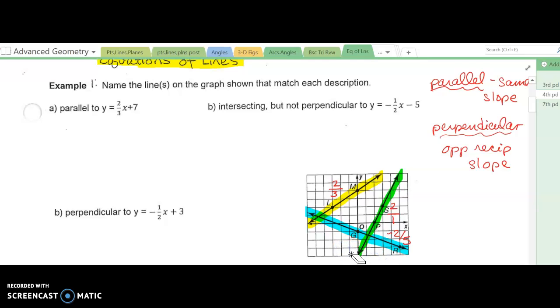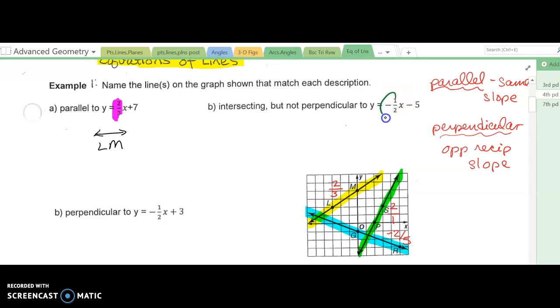So which ones of these lines, the yellow, the green, or the blue, would be parallel to a line with a slope of 2/3? So looks like the only line that has a slope of 2/3 is line LM, because they have the same slope. And that's it. That's my answer, line LM is the line on this graph that matches the description.